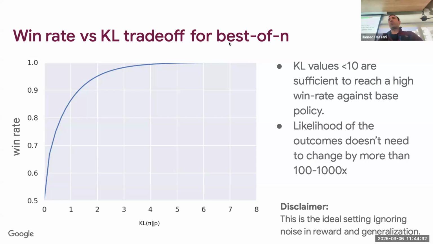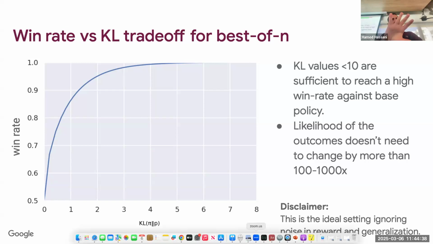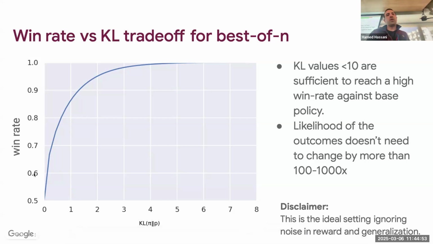And then with these, without even doing alignment, we can compute win rate versus KL trade-offs for best of n. These are some bounds and approximations involved, but these approximations are valid for the most part for most of the queries that are a bit more open-ended. And this is the picture that we see. You can actually improve your win rate to close to 1 with a KL divergence of 4 to 8.